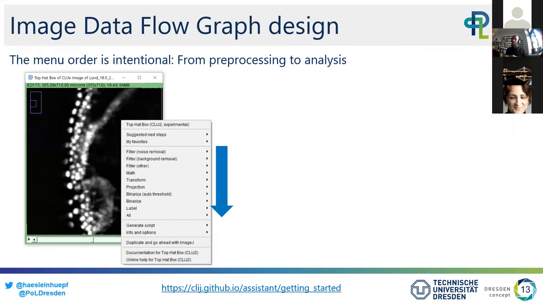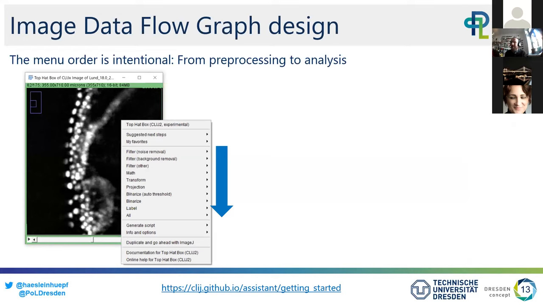Back to the assistant. So how do you set up these kind of workflows? You have a right-click menu in these green windows. And for those of you who are not so experienced yet with image analysis, I would in very general always recommend to go from the top to the bottom in these different categories you have here. You typically start with noise removal and you typically do background subtraction next.